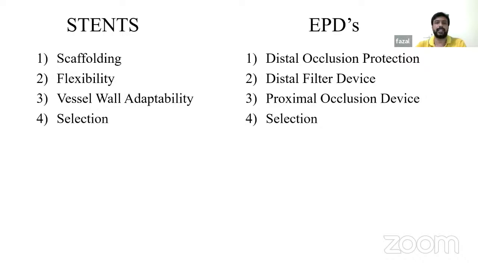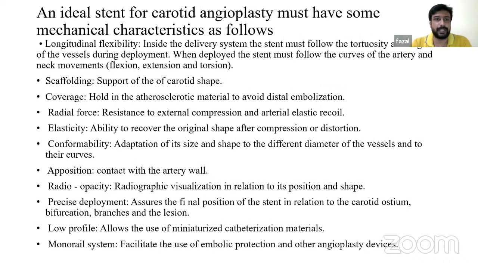And coming to the stent, now we'll discuss the stent set, different embolus protection devices. So generally, what is an ideal stent? What characteristics should it have? It should have longitudinal flexibility, because it should follow the tortuosity of the vessels during deployment, and it should have good scaffolding so that it supports the carotid shape, and it should also have a coverage which should hold the atherosclerotic material, which generally avoids distal embolization.